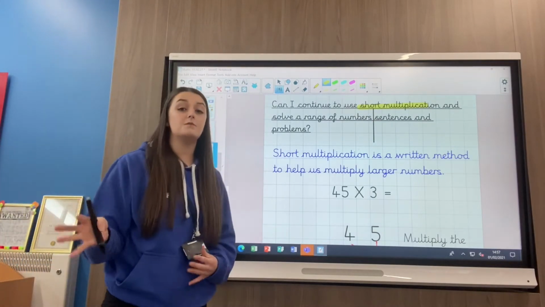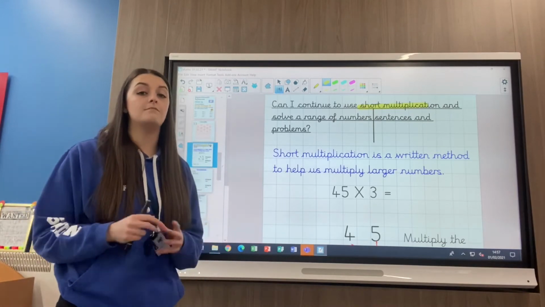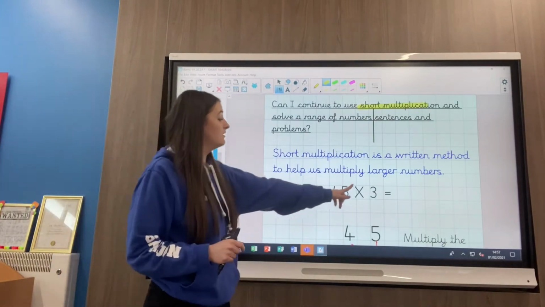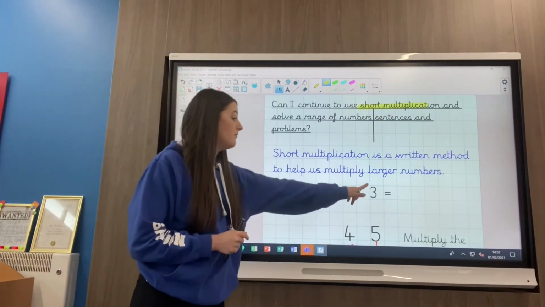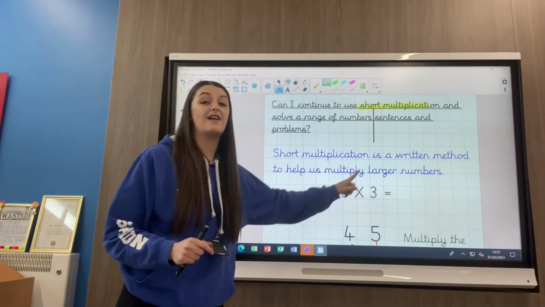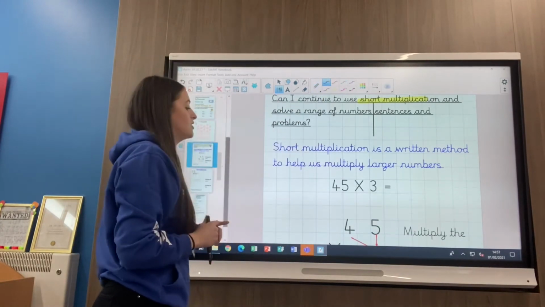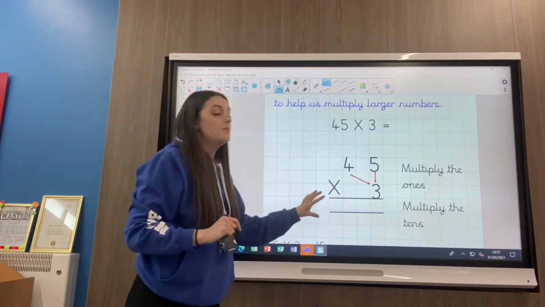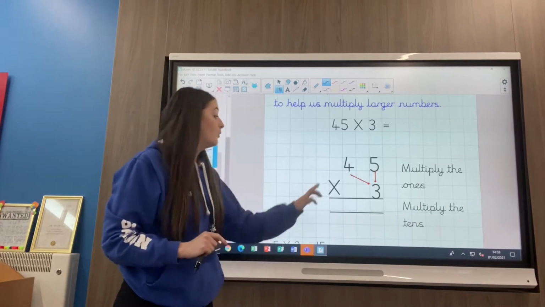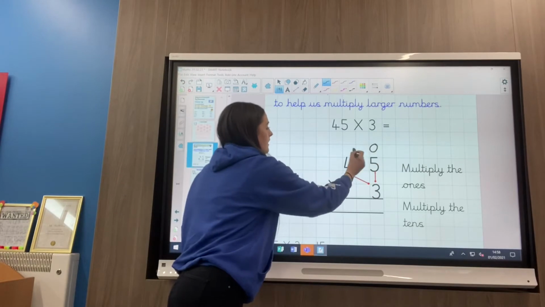So we know that short multiplication is a written method that we use when we're multiplying large numbers, okay? When we can't just count in our times tables in our head because the numbers are too big. So we know our 3 times table, but it would take us a while to count 45 lots of 3, okay? So we just refresh our memory. We line up our digits correctly in short multiplication. So we write our first number 45, we're multiplying it by 3, which is a 1-digit number, so we pop it in the ones column.